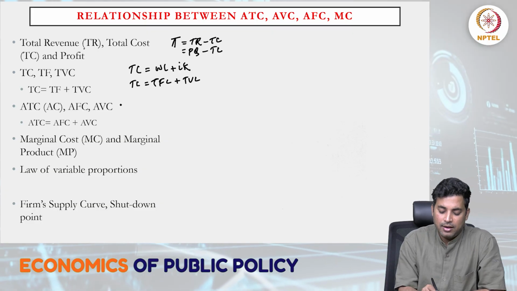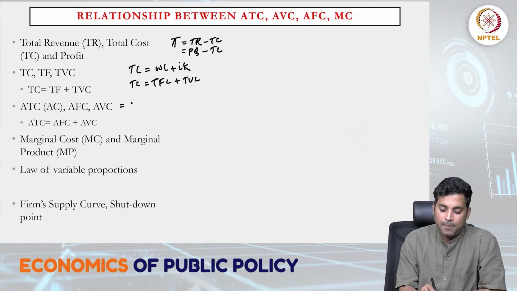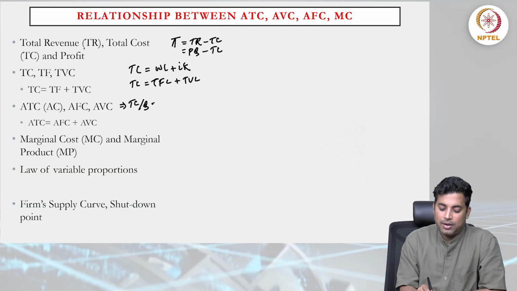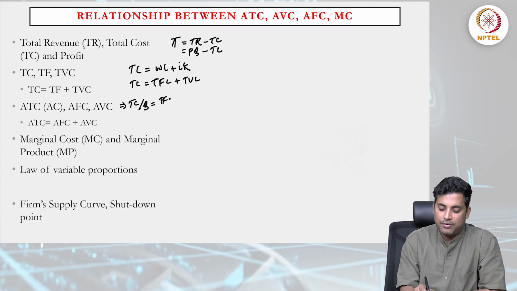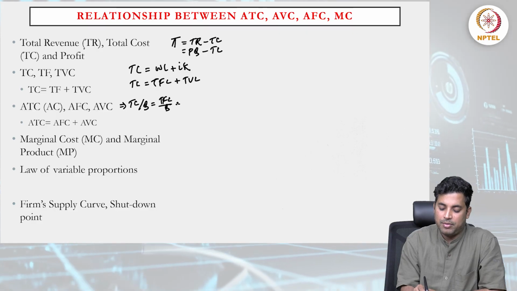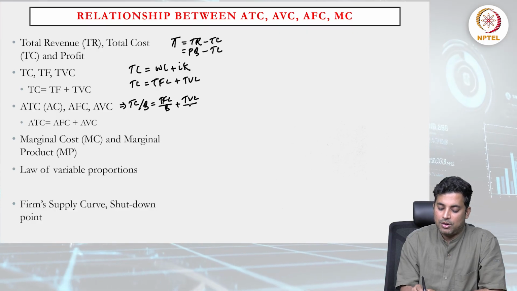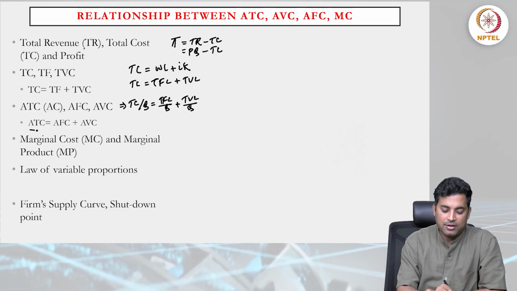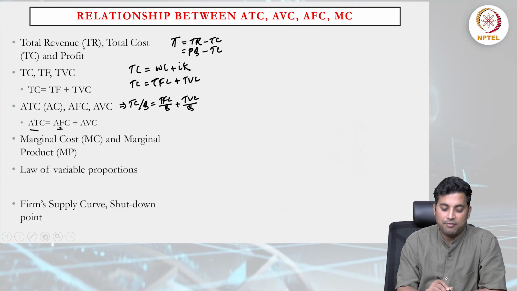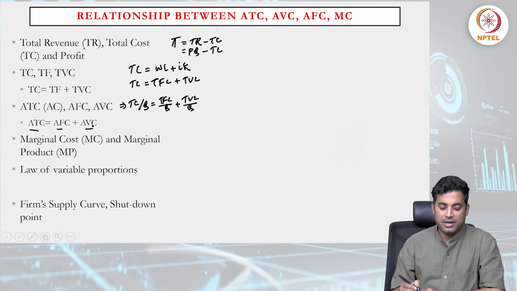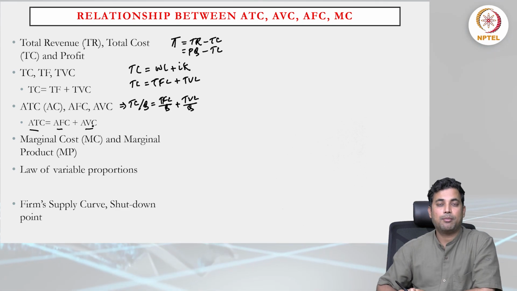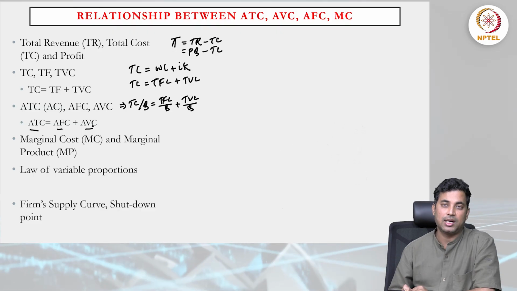It is basically total cost divided by total quantity, which equals total fixed cost divided by quantity plus total variable cost divided by quantity. Likewise, average total cost equals average fixed cost plus average variable cost. So now let's talk about what marginal cost is.